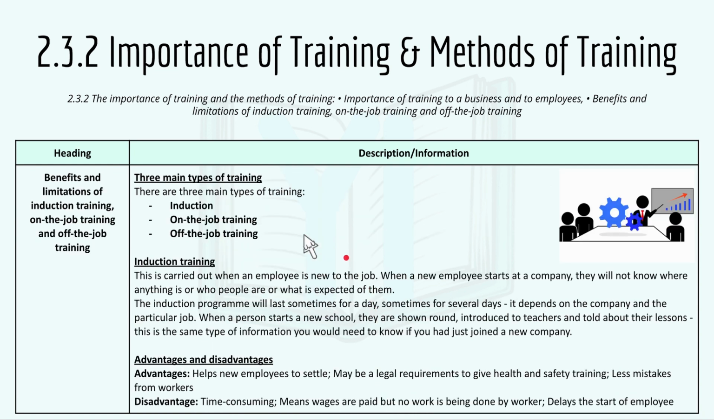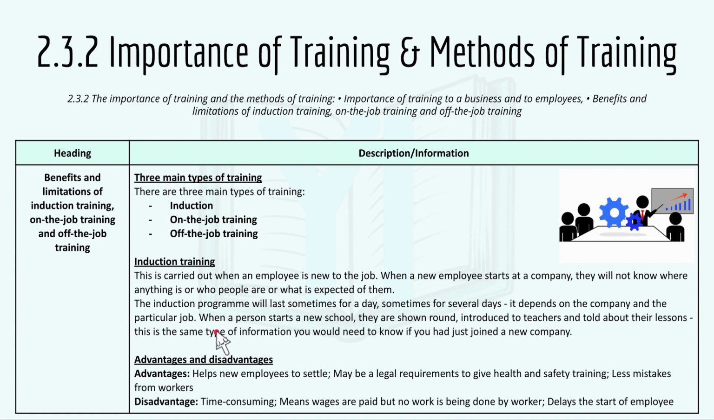Then we have the main types of training. There are 3 main types: induction, on-the-job training, and off-the-job training. Induction training is carried out when an employee is new to the job, and when a new employee starts at the company, they will not know where anything is, or who the people are, or what is expected of them. The induction program will last sometimes a day or 2, or several days, and it depends on the company and the particular job.